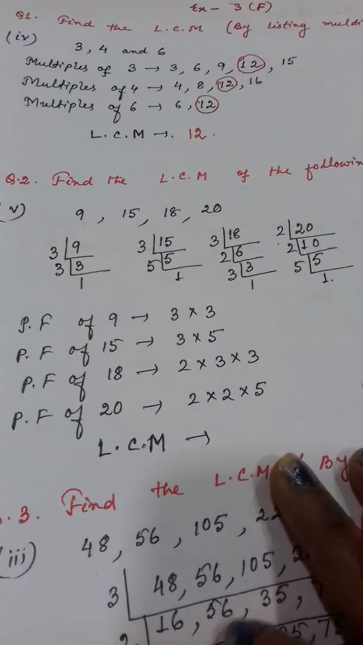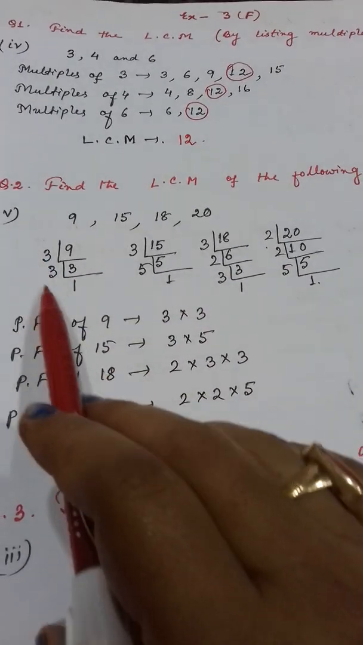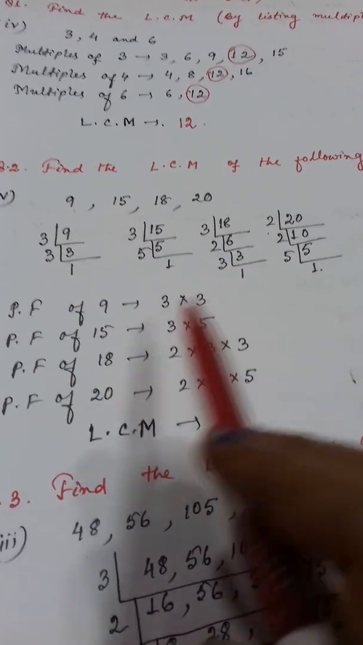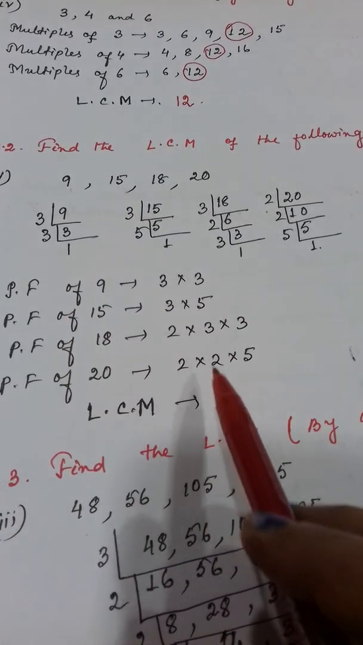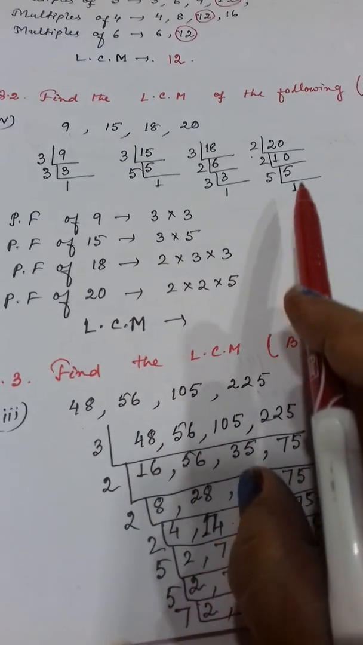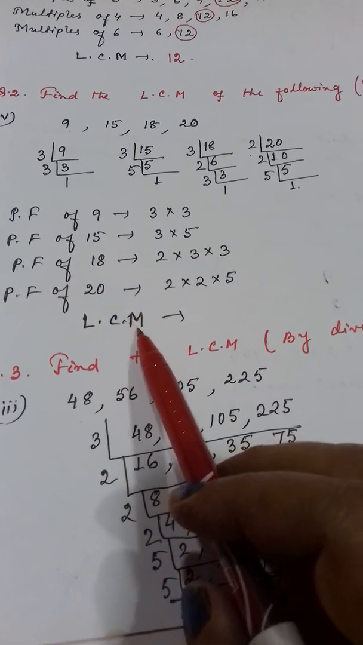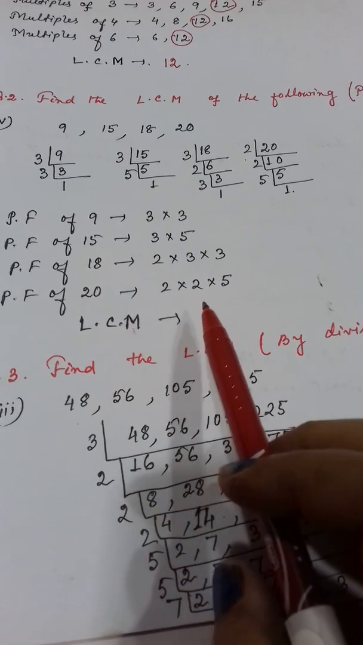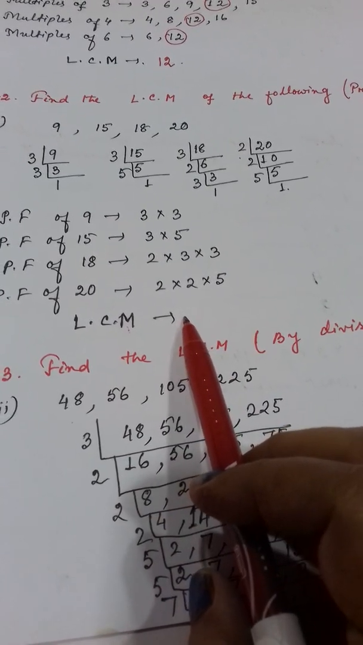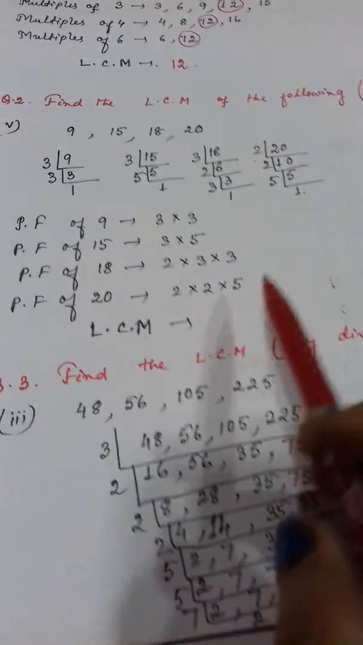Next, find the LCM of the following by the prime factorization method. Question number 2, 1 I have shown. You know how to find the prime factorization: you divide with the prime numbers. After finding all the prime factors, have you noticed how I have done it? Then you have to find the LCM. In the LCM, as I told you, you have to take the common factors as well as those factors which are not common.